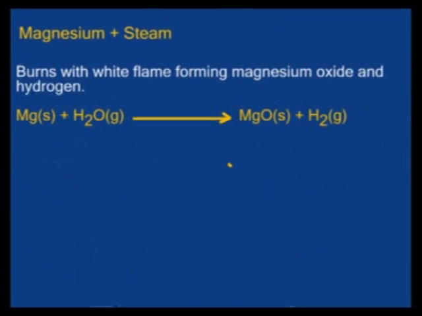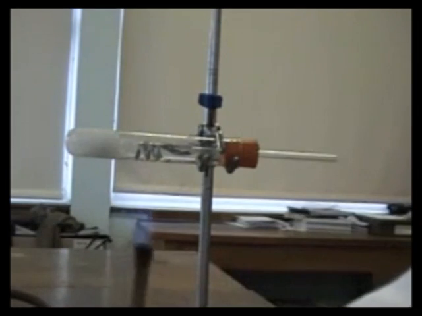Now, there's a very interesting reaction that occurs when magnesium reacts with steam. Although magnesium does not react vigorously with cold water, magnesium burns in steam with a white flame to form magnesium oxide and hydrogen gas. Take a look at this.